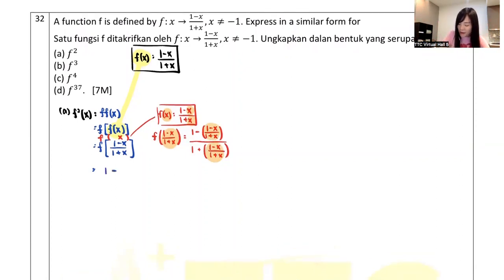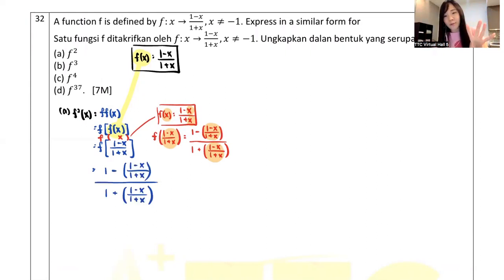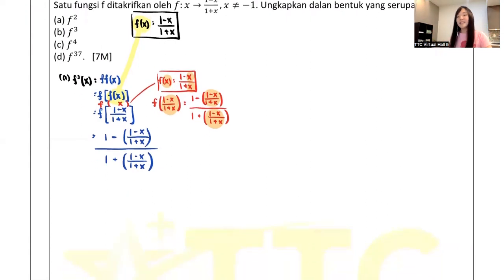So it is 1 minus, put bracket, (1 minus x) over (1 plus x), over 1 plus (1 minus x) over (1 plus x). So far so good until this stage? Even though there are a lot of layers, the concept is totally the same. Just the x changing to (1 minus x) over (1 plus x), so every single x becomes (1 minus x) over (1 plus x). Until here, if you cannot do it, it's your mathematics that is not too good.